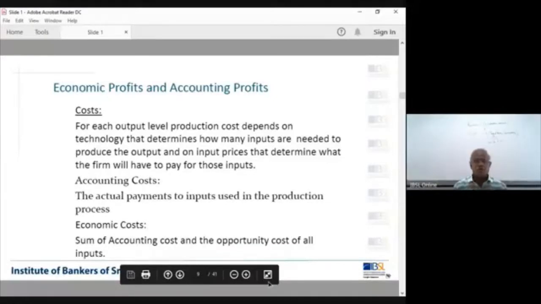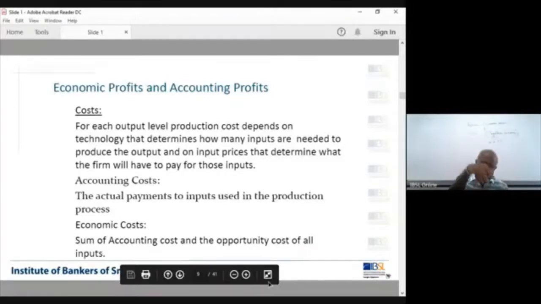right? Actual payment to inputs: payment to the workers, payment for electricity, water, other inputs, and interest payments. So these are the actual payments, on a cash basis, right? Not payable or receivable, that means accrual; this is the cash basis payment. Economic cost is different.